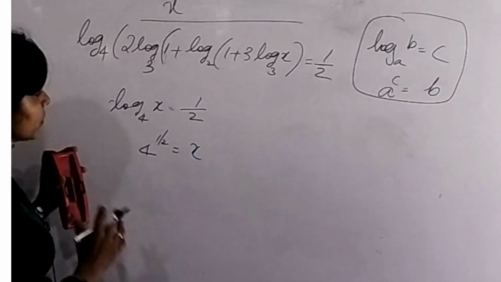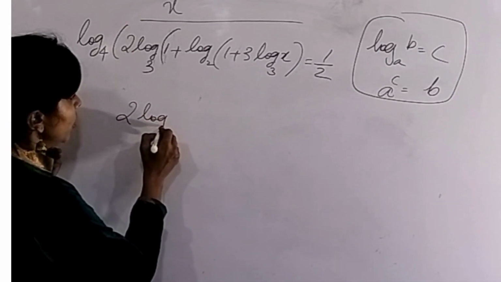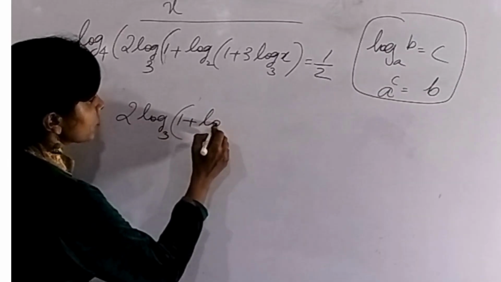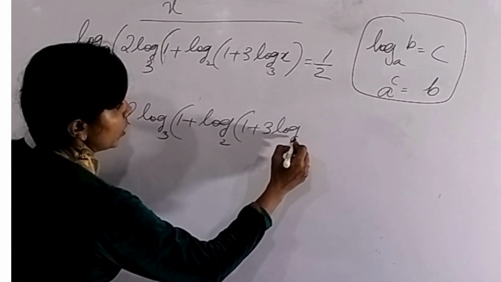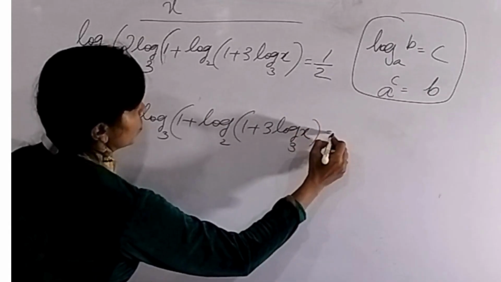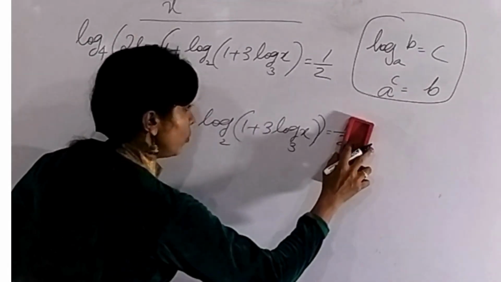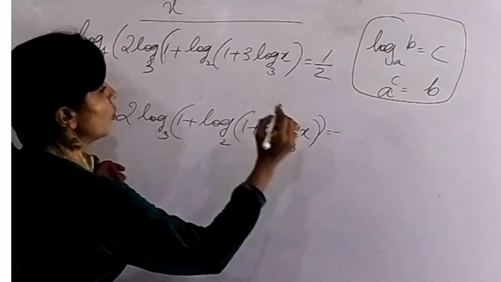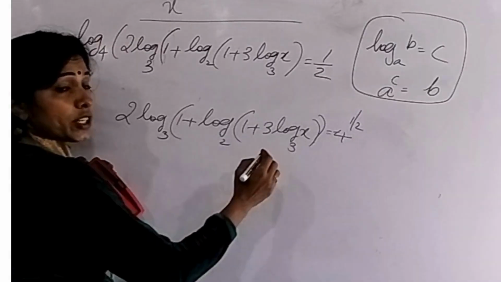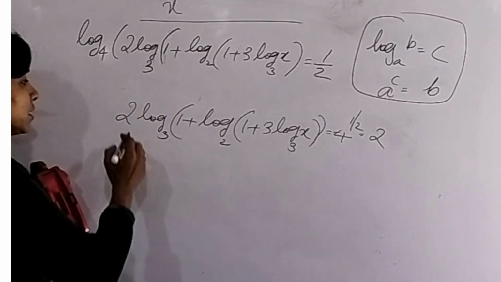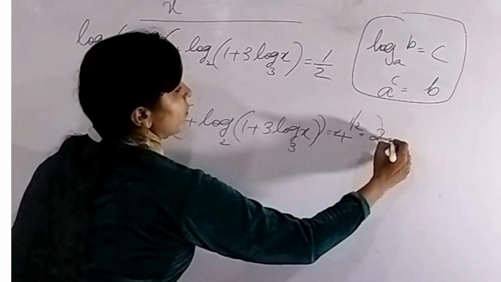So I am going to remove the logarithm and see what happens. 2 log base 3 of (1 plus log base 2 of (1 plus 3 log base 3 of x)) is equal to 4 raised to 1 by 2, where the base is 4. Clear? 4 raised to 1 by 2 is equal to 2. Here I can cancel this 2 and 2. Again we apply the same rule by removing the logarithm. Now it becomes 1 here.